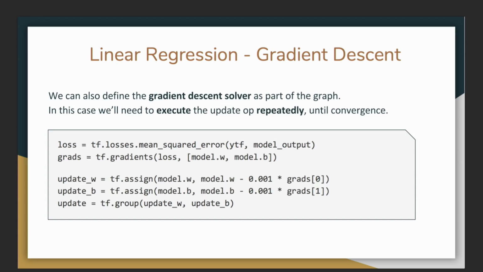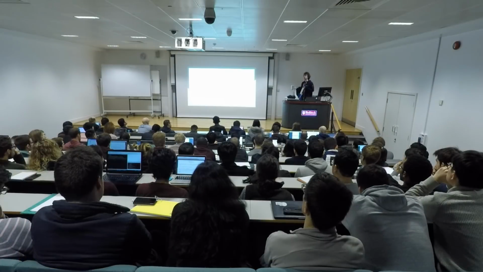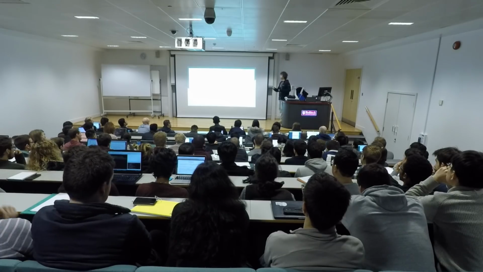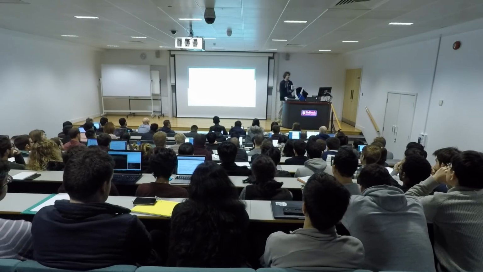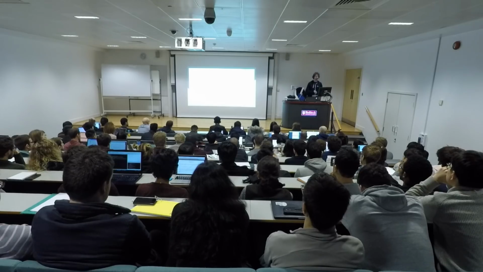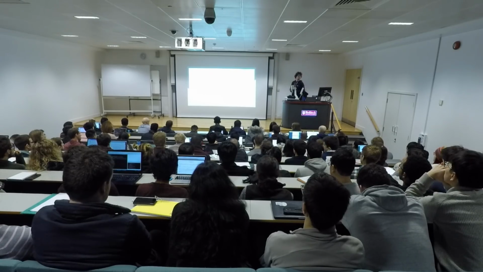We define the loss function as the difference between the model output and the outputs in the placeholder. Then we define the gradient of the loss with respect to the variables. And then we can just assign the hard-coded expression of the gradient descent: the current value of the variable minus some fraction of the gradient, where that number 0.001 is what we typically call the learning rate. We can also group these, so we can create an op that when executed executes both parts. And then training your model is just repeatedly calling that update op.